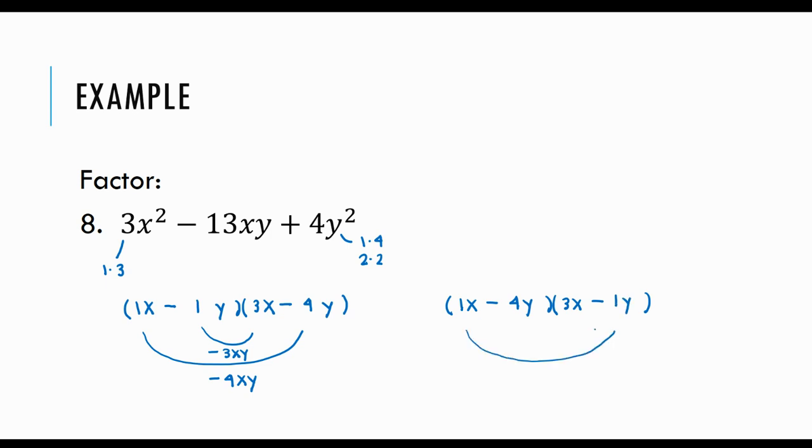So now if I check, 1x times negative 1y is a negative 1xy. And now if I multiply the inside terms, negative 4y times 3x is going to give you a negative 12xy. If I combine those like terms, I will get that middle term. And so this would be my final answer.